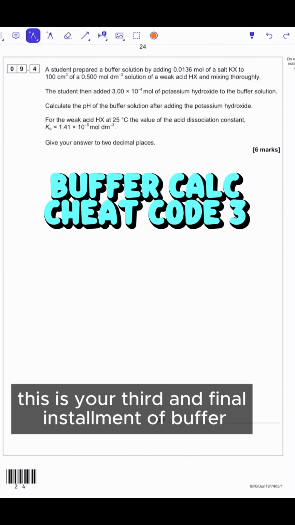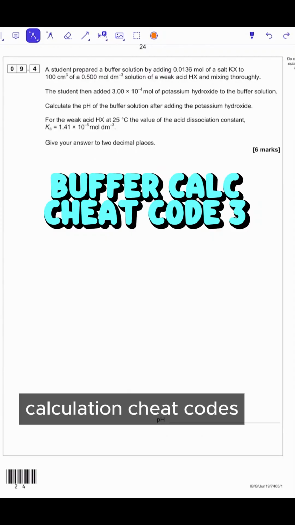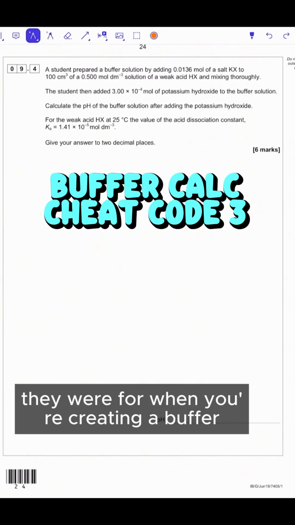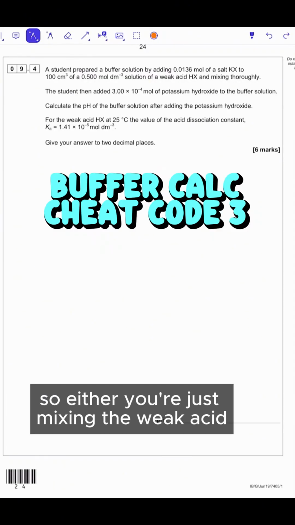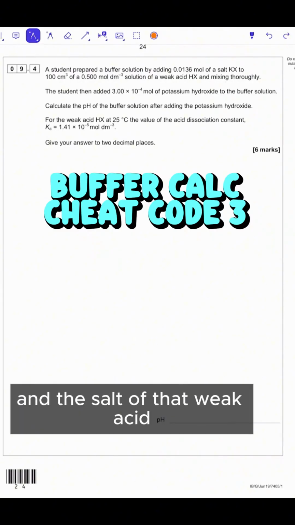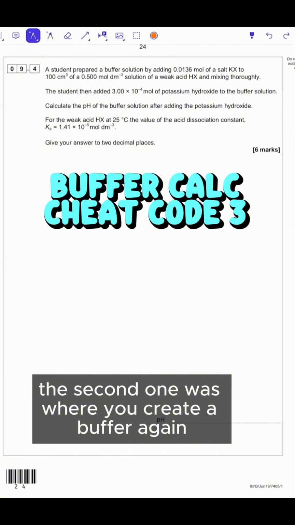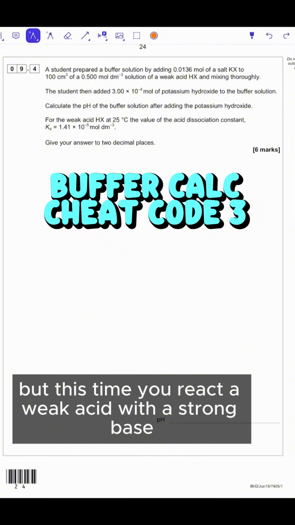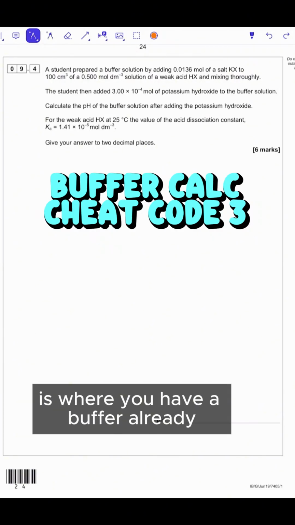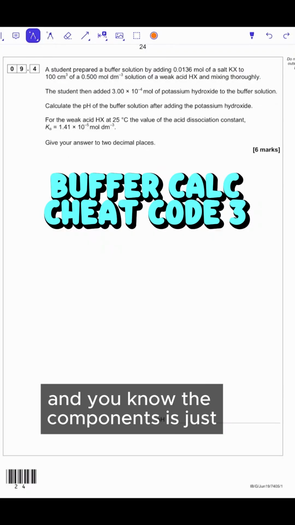Alrighty, so this is your third and final installment of buffer calculation cheat codes. Now the first two were for when you're creating a buffer. So either you're just mixing the weak acid and the salt of that weak acid, basically mixing the ingredients. The second one was where you create a buffer again, but this time you react a weak acid with a strong base. Now, the third type of question you're going to get is where you have a buffer already and you know the components.